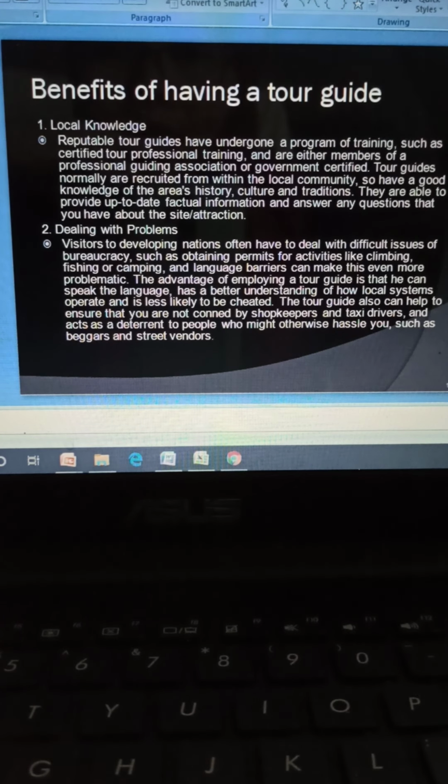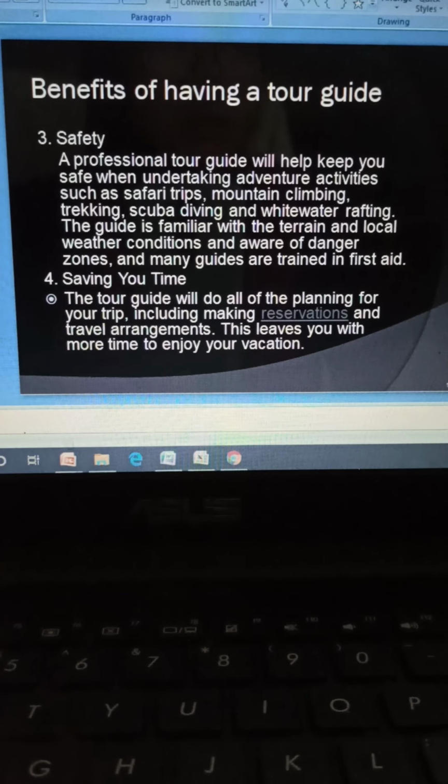Benefits of having a tour guide. Basically, if you're in a tour and you have a tour guide, it's better because they know more, especially local knowledge. You can talk to them about any kind of problems, right? They are there to help you. It's safe, okay, in a town where you don't know much about the town, and it's safer if you have a tour guide because usually they're local, so they know. Saves you time from doing your own research and all that stuff.